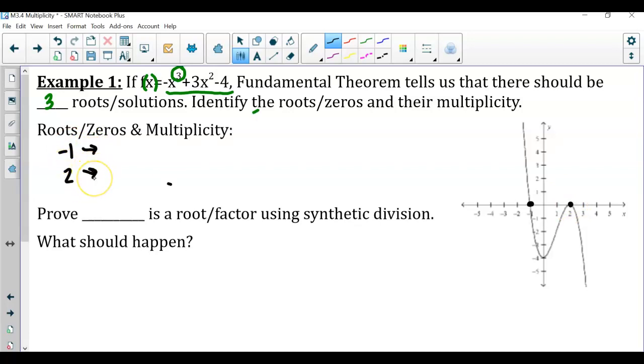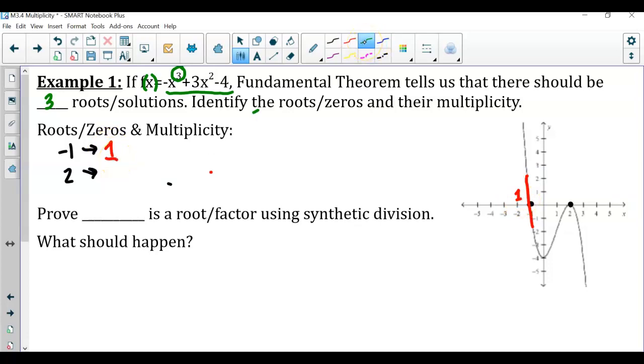But now let's identify the multiplicity, because we only notice that there are 2 roots, but the fundamental theorem says we should have 3. So notice at -1, what happens? Well, it slices right through it, right? There's no bounce or slide, it just slices. That means it has a multiplicity of 1. So we have a multiplicity of 1 here.